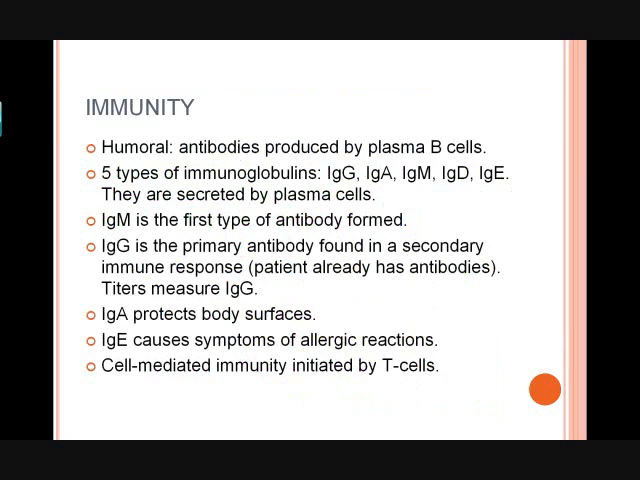Humoral immunity is an antibody-mediated immunity. Antibodies are produced by plasma B cells. There are 5 types of immunoglobulins: IgG, IgA, IgM, IgD, and IgE. They are all secreted by plasma cells. IgM is the first type of antibody formed. IgG is the primary antibody found in a secondary immune response. This is when the patient already has antibodies.